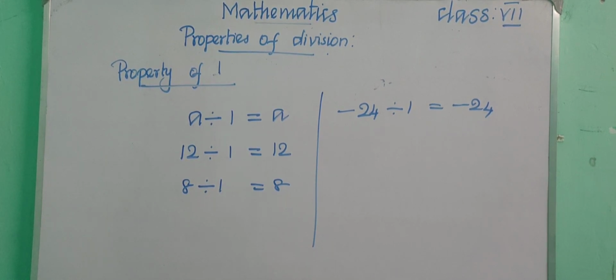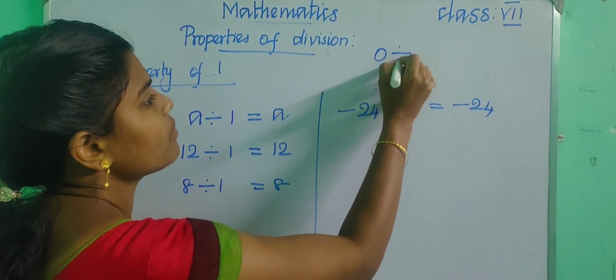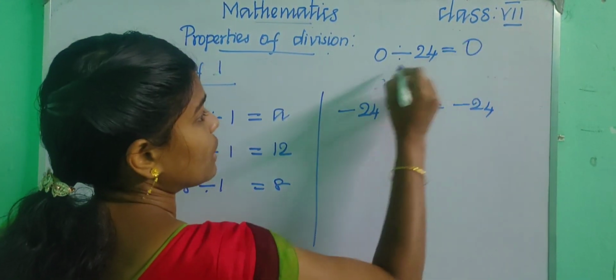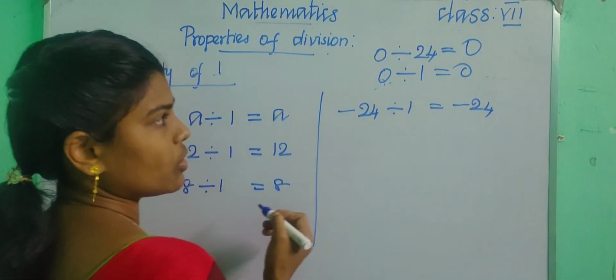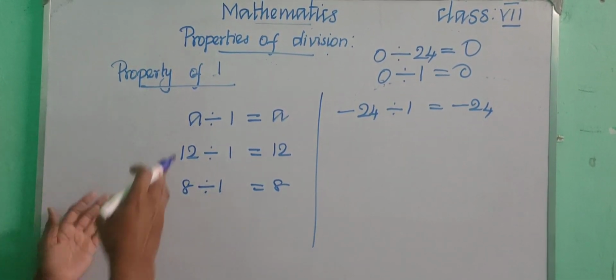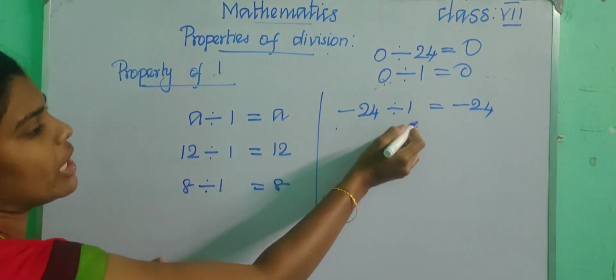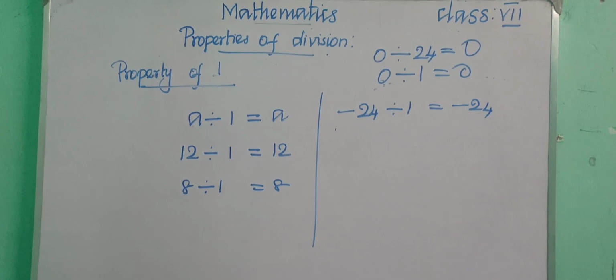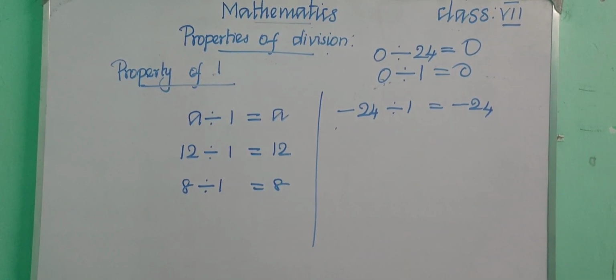And then we have learnt about the property of 0. Property of 0 means 0 divided by 24. What will you get? You will get 0. 0 divided by 1 will get 0. And then the next one is property of 1. Property of 1 means a divided by 1. Simply, minus 24 divided by 1 means we will get minus 24. This is called properties of division. Okay, children, is it clear? This may be asked as a one word question. Don't forget. So let us see the next topic, statement problems on integers using all fundamental operations.